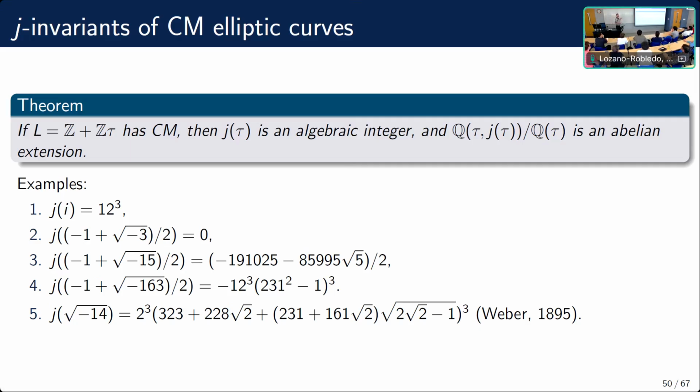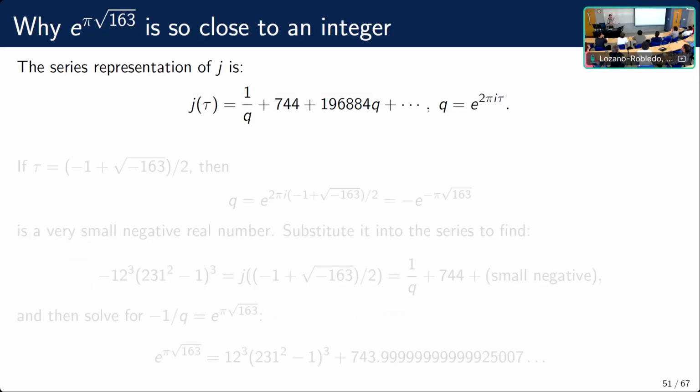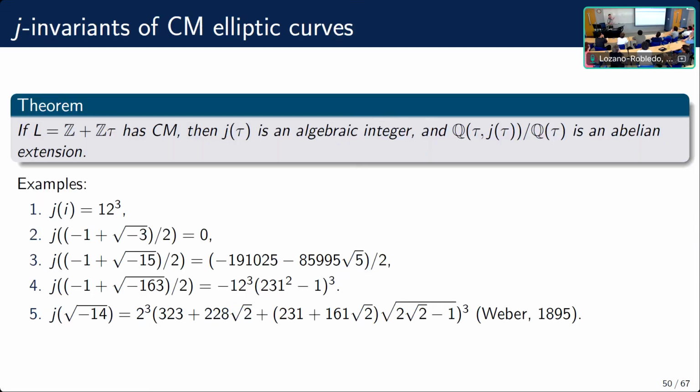All right, there's got to be a pattern here, and that pattern is a theorem. I believe the theorem is due to Kronecker. If the lattice has CM, then the J-invariant of the lattice is an algebraic integer. And furthermore, when you adjoin that J-invariant to Q adjoin tau, you get an abelian extension.